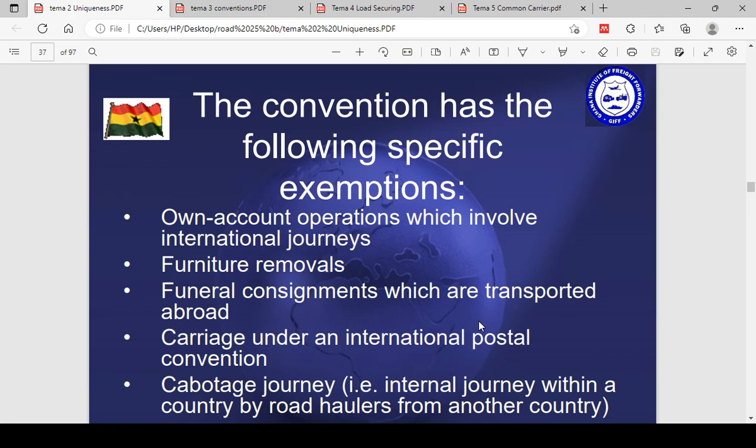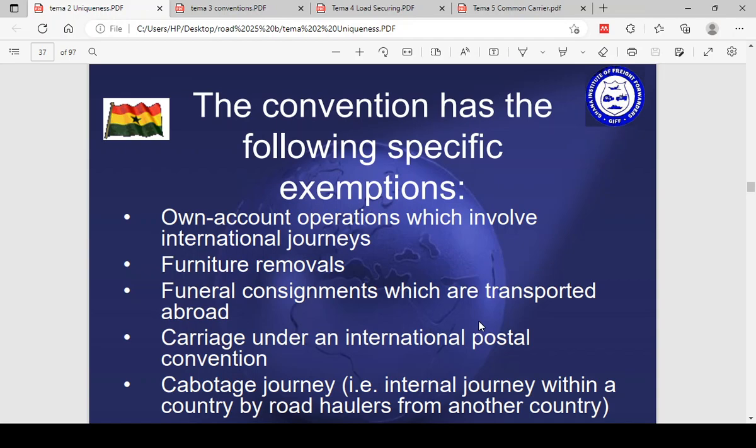When you take furniture, moving furniture from here to Togo or from here to Accra, there's something the convention will not cover. If it's a funeral consignment which is being transported, dead body or any goods for a funeral, no. Then there's carriage under the International Postal Convention, like parcels, no.